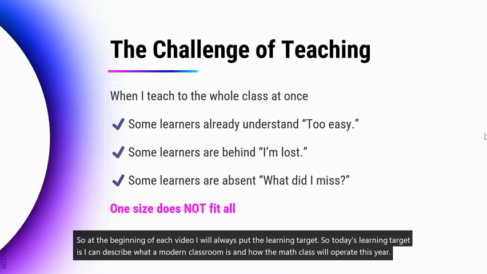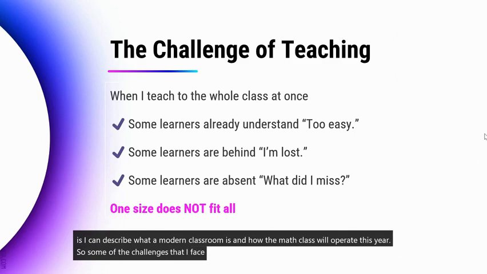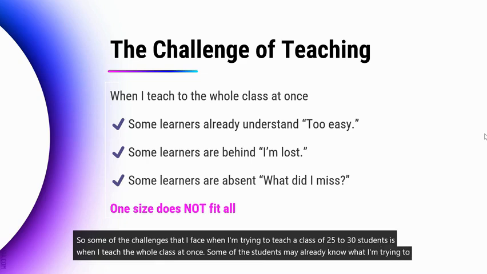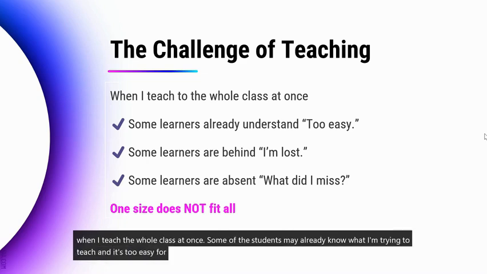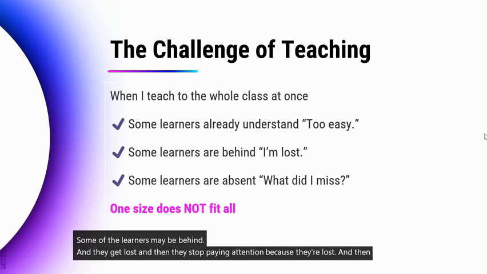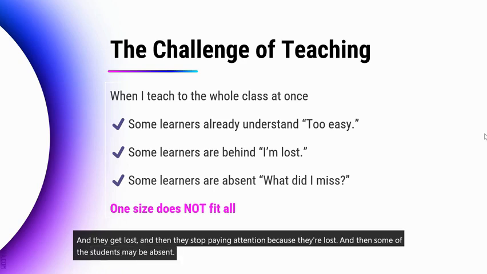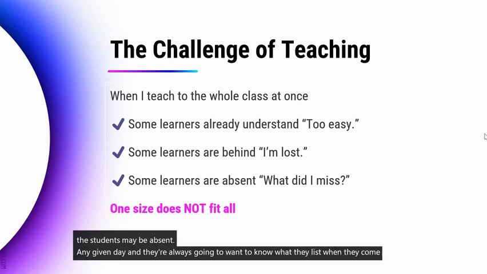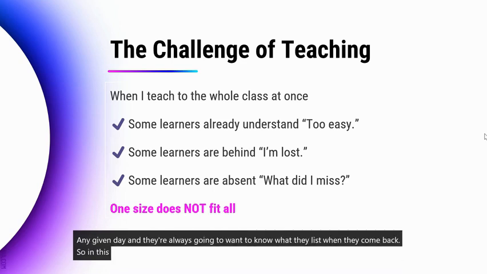So some of the challenges that I face when I am trying to teach a class of 25 to 30 students is when I teach the whole class at once. Some of the students may already know what I'm trying to teach, and it's too easy for them. Some of the learners may be behind and they get lost, and then they stop paying attention because they're lost. And then some of the students may be absent any given day, and they're always going to want to know what they missed when they come back. So in this case, one size does not fit all.